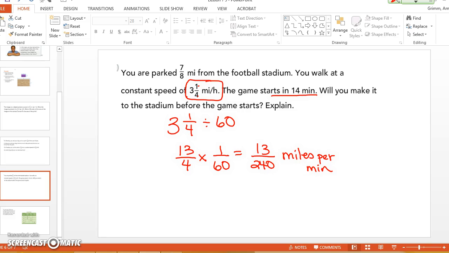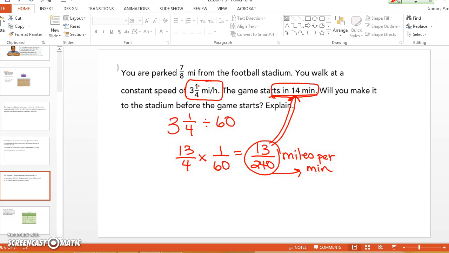Now, how long do I have to get there? 14 minutes. So what do I need to do? You need to look at how many miles you're going. I parked 7/8 away. Okay. So here's how fast I can go. What do I need to do? Multiply by 14, because I have 14 minutes to get there. That's going to tell me how far I can get. This is how fast I'm going per minute. I have 14 minutes to get there.